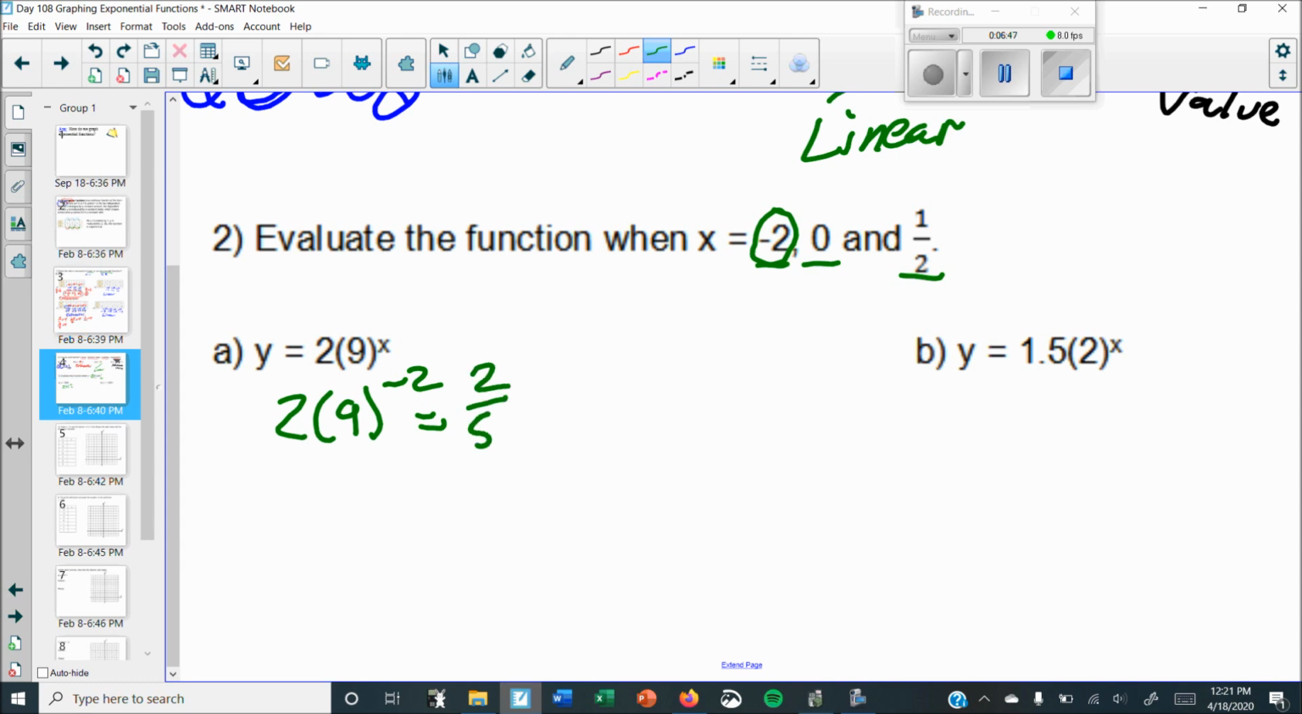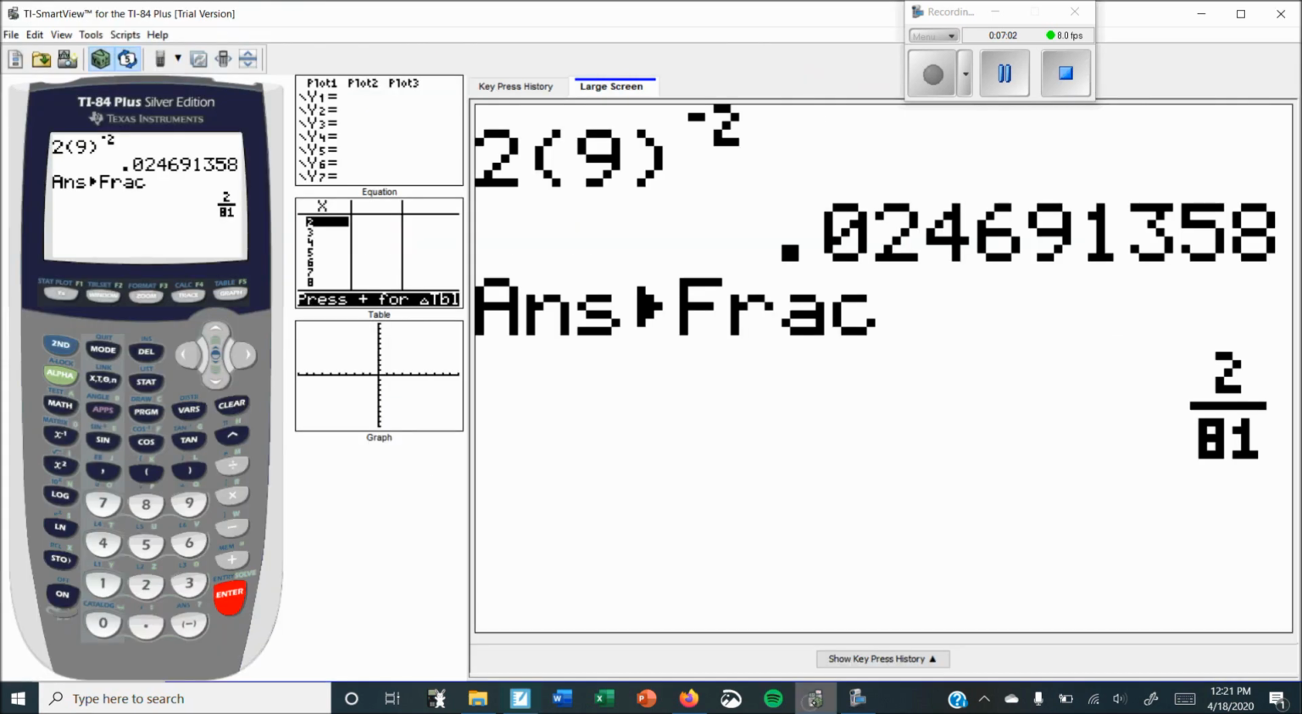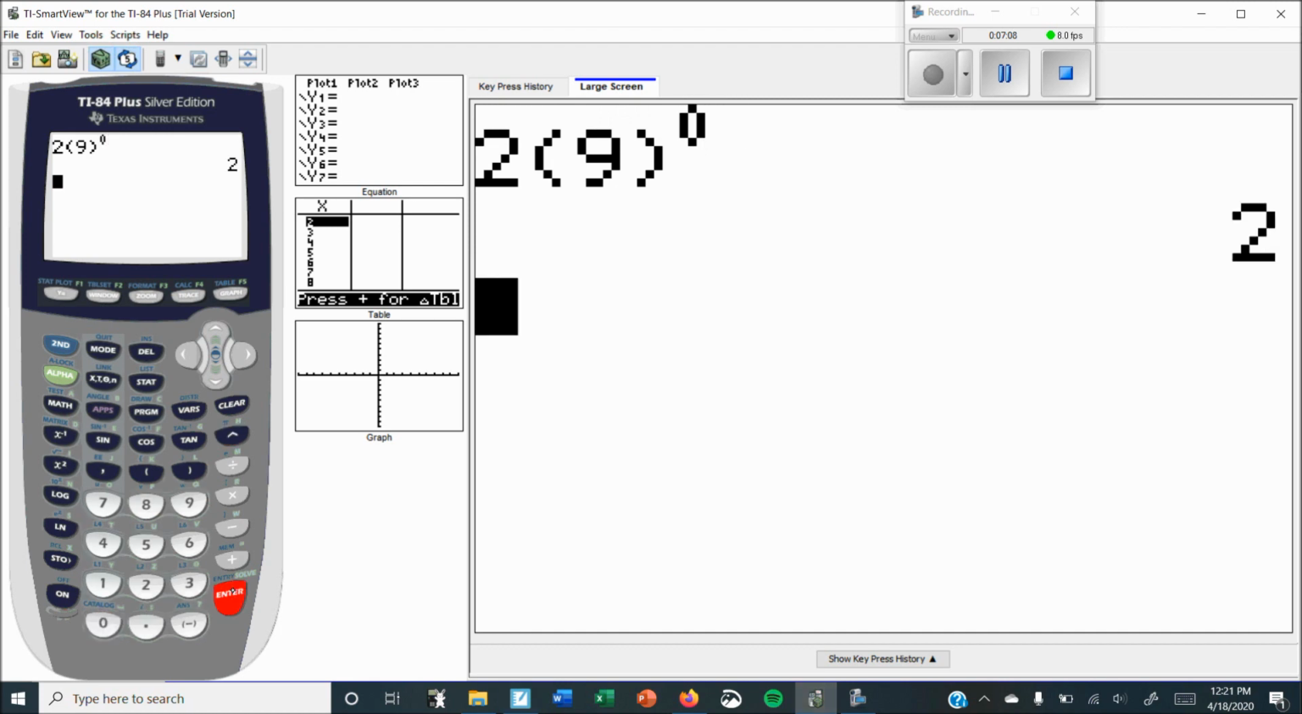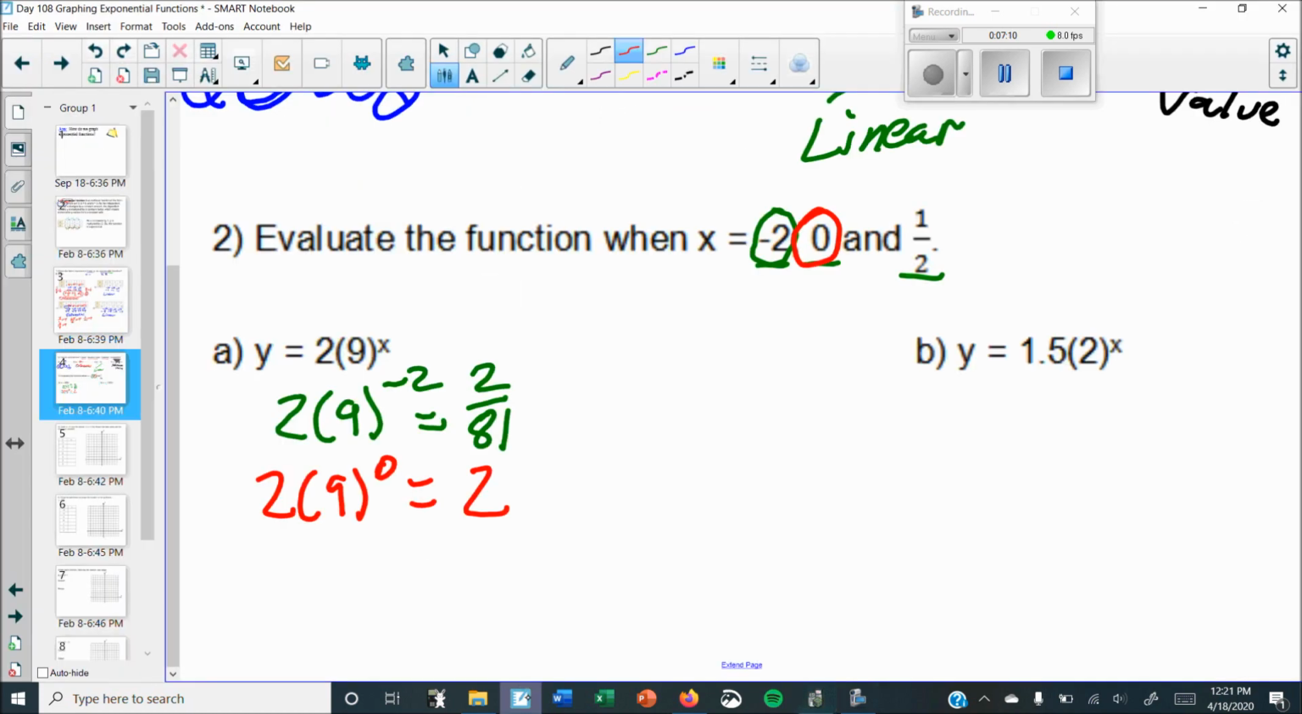So we're going to write 2 over 81. Okay, the next one, 2 times 9 to the 0. Well, we should all know anything to the 0 is 1, and then what's 2 times 1? 2. But let me prove it to you using your calculator. 2 times 9 to the 0, and what do you know? You get 2.